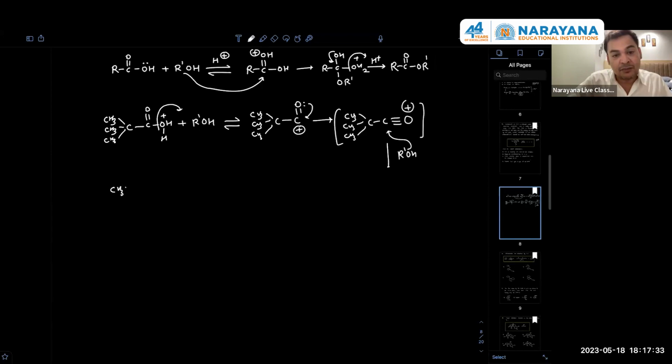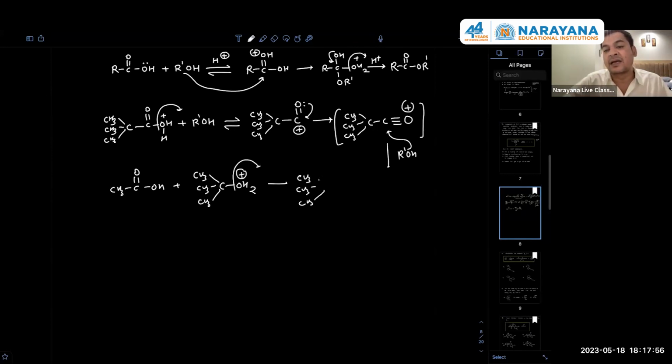Suppose this acid part is not bulky, but your alcohol alkyl is very bulky. In such case, we should do protonation obviously at the alcohol, because again it is bulky, and it will be difficult to approach the carboxylic acid. You should protonate this OH, remove it, and in that case we will get a carbocation.